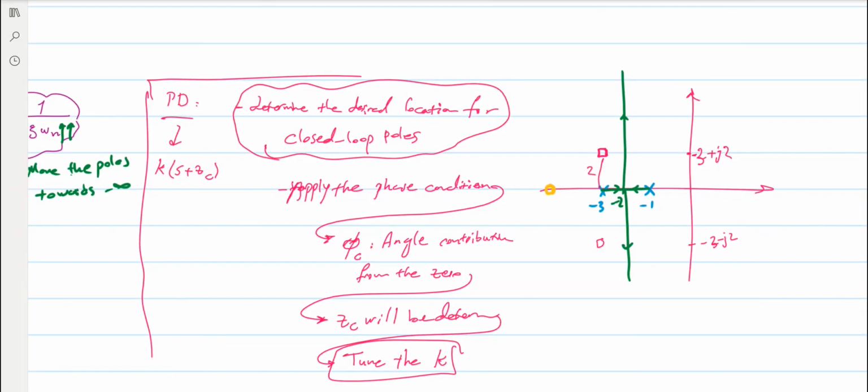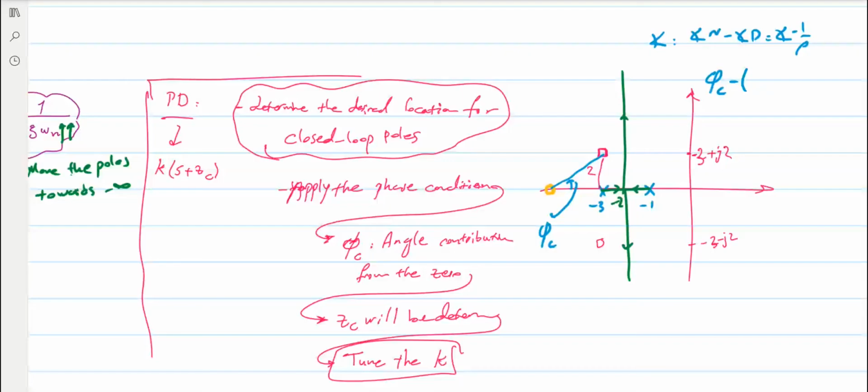Let's apply the phase condition. The phase condition will say that phase of n minus phase of d will be equal to phase of -1 over rho. For phase of n we have only the 0 from the controller, so this is phi c. We will have phi c minus the contribution from the poles, in the form of θ1, which is 90 or pi over 2, plus the angle that we have here, I call it θ2.